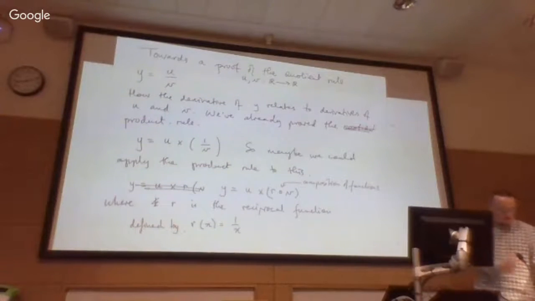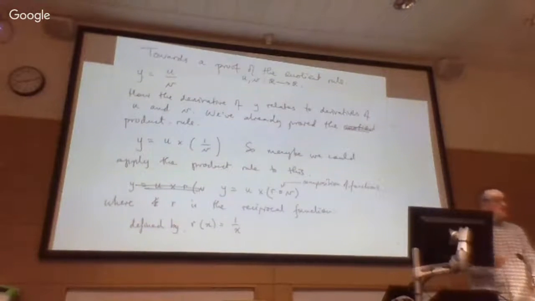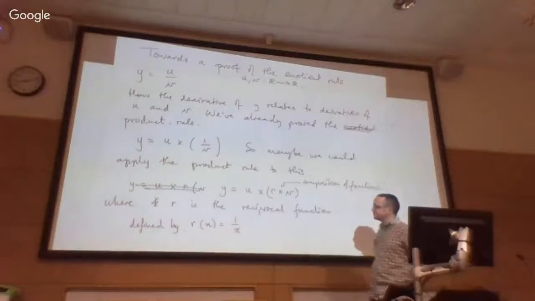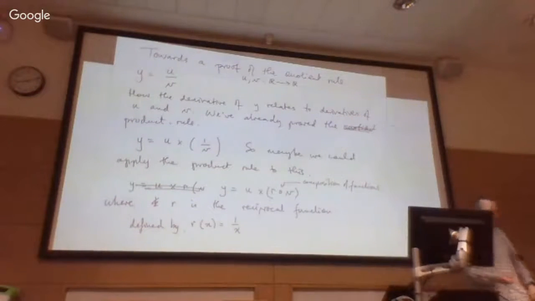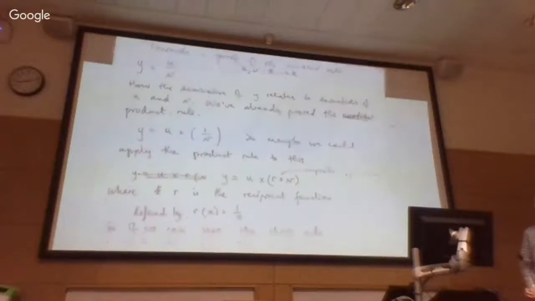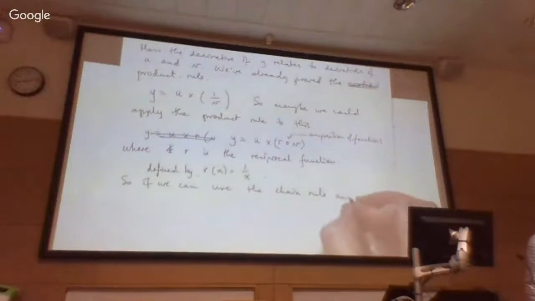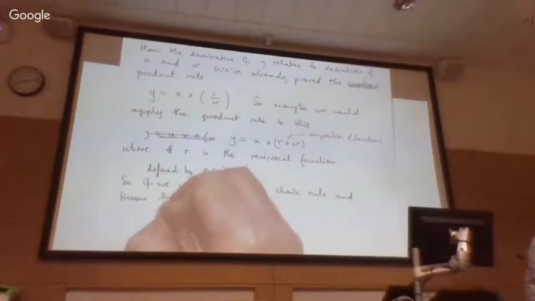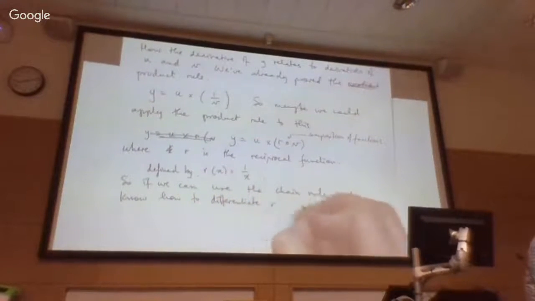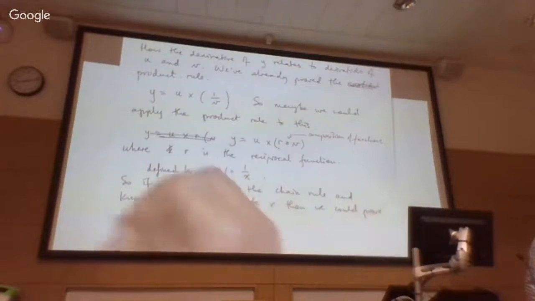Now, we've already stated the chain rule. The chain rule allows us to deal with compositions of functions. So if we can use the chain rule, now we haven't proved the chain rule yet, but we'll prove that in a moment. If we can use the chain rule and know how to differentiate r, then we could prove the quotient rule.